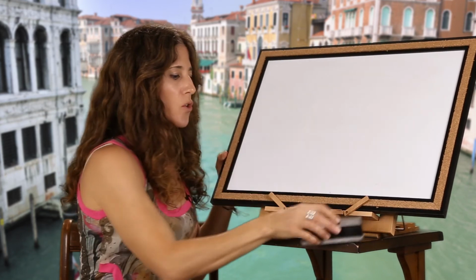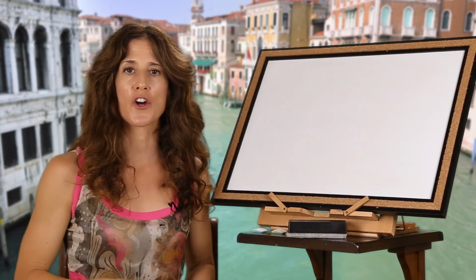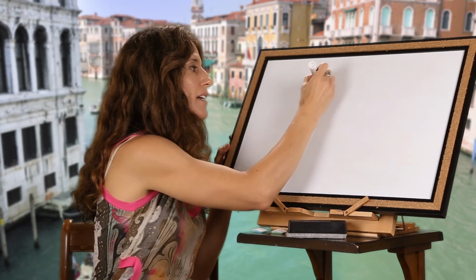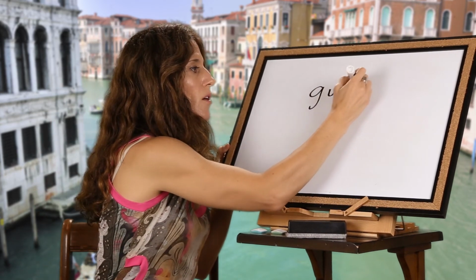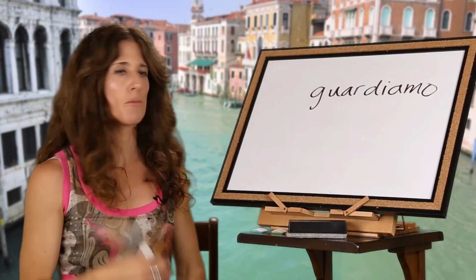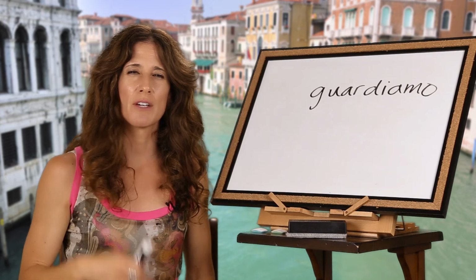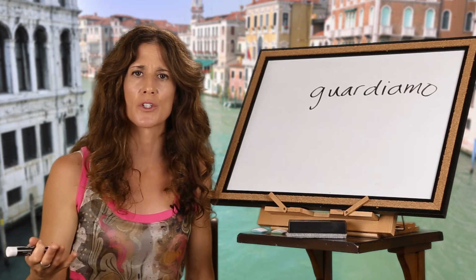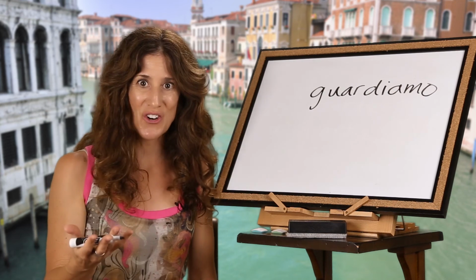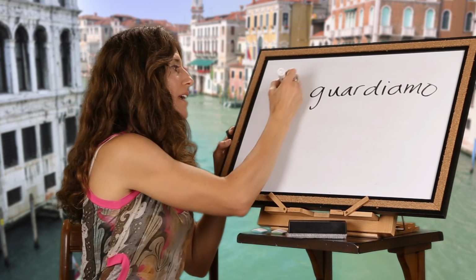One last little quiz. I'll use another verb. I'm going to plug in an ending and you tell me which form it is, okay? So if I said guardiamo, it's from the verb guardare, to watch. If I said guardiamo, what's the subject that we're talking about? Is it io, tu, or noi? Noi, sì, that means we.